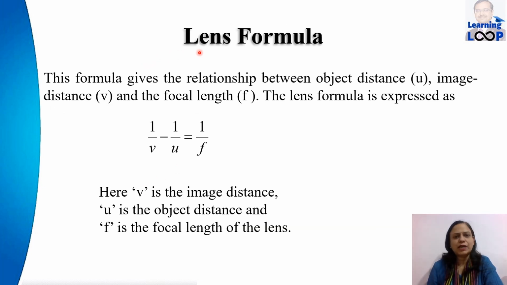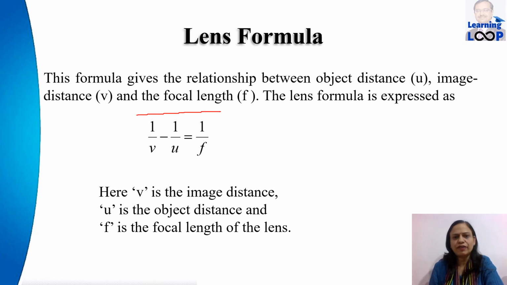So let us first start with the lens formula. You people are already aware of the mirror formula. We discussed that when we were talking about the mirrors. So here we are going to discuss the lens formula. The lens formula is 1 upon V minus 1 upon U is equal to 1 upon F. Here V is the image distance, that means the distance of the image from the lens. U is the object distance, that is the distance of the object from the lens, and F is the focal length of the lens. So please remember that this is the lens formula.